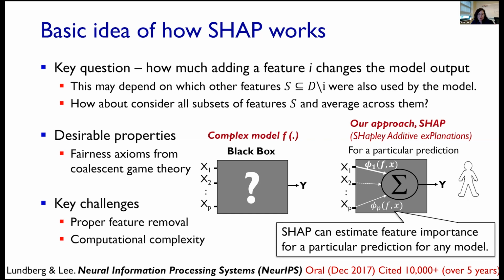It actually opened so many research directions in this explainable AI field, which also matter a lot to biomedical sciences. These key challenges involve proper feature removal. When I said considering all subsets of features, with your machine learning models, in fact, you can't really have a subset of features, you need to have the values of all features. And also, considering all subsets of features involves a serious computational complexity.